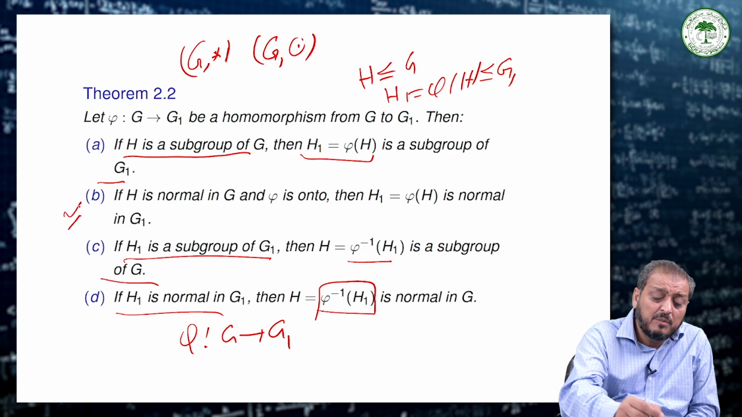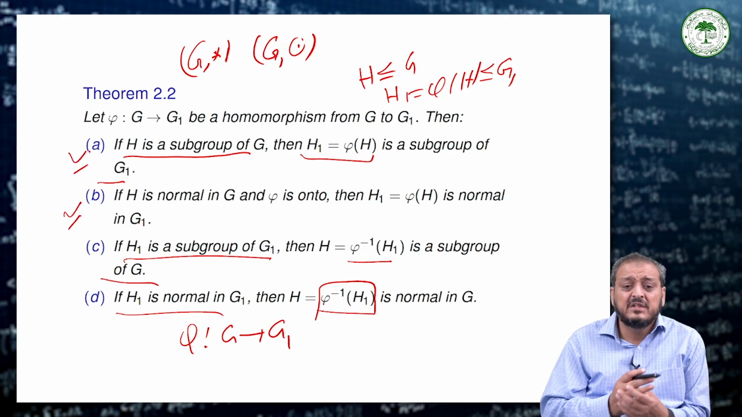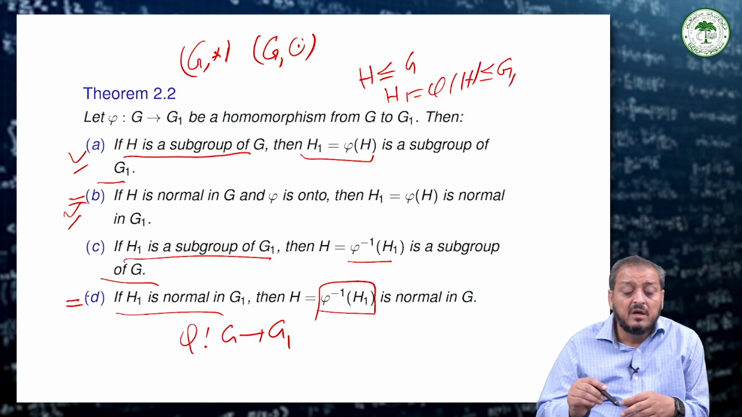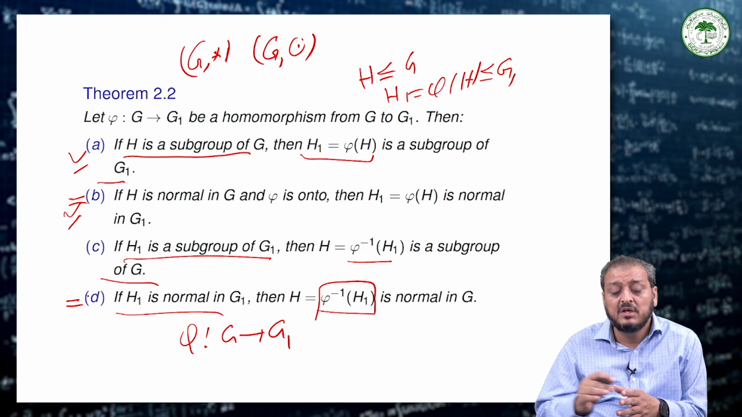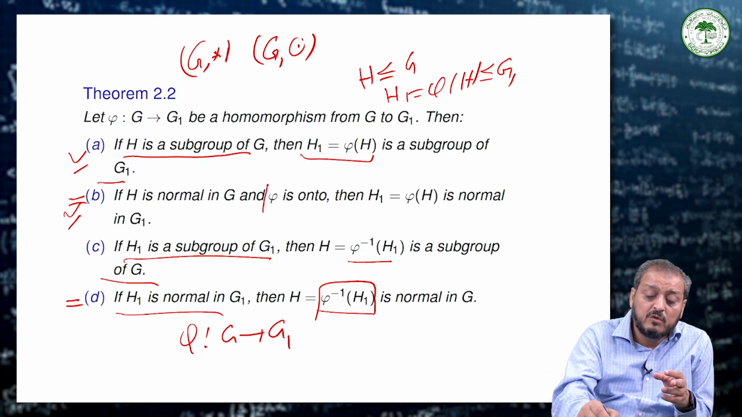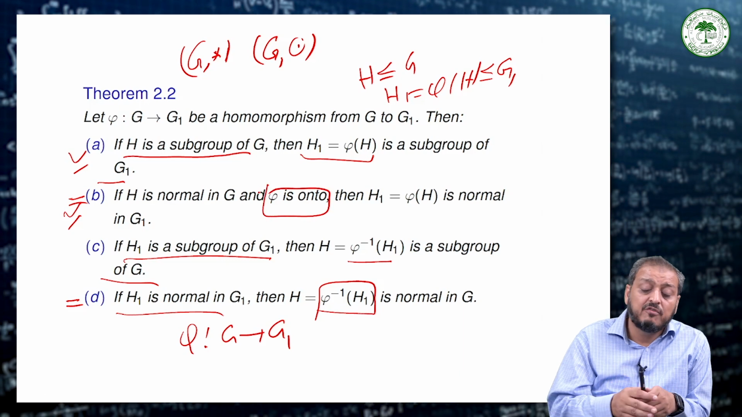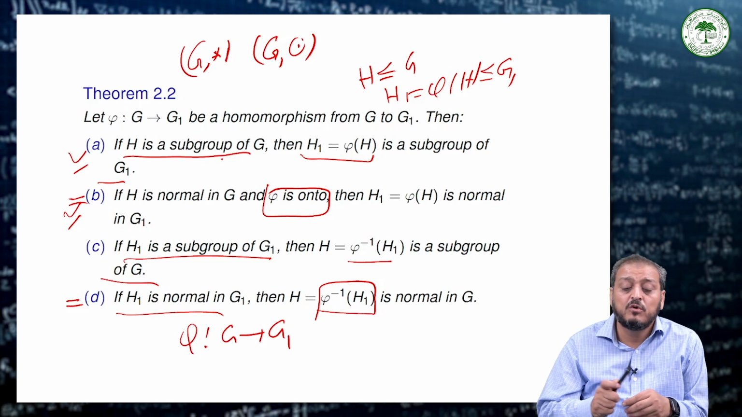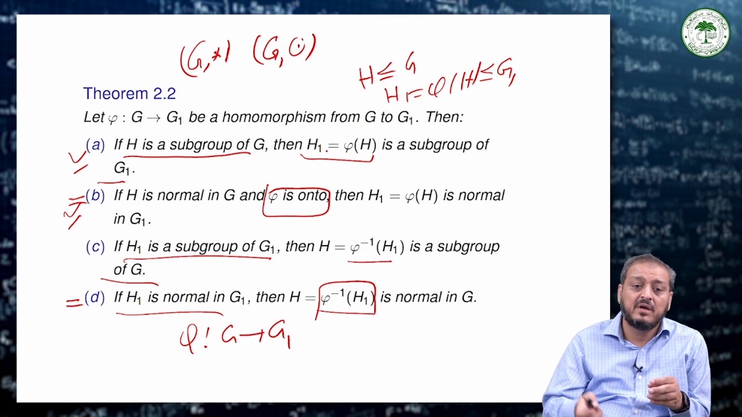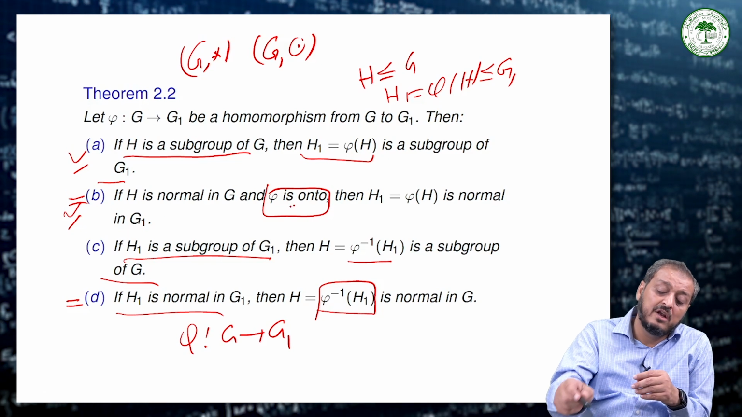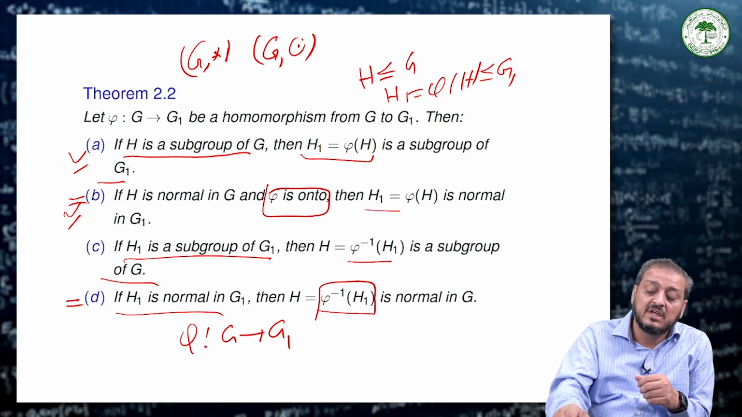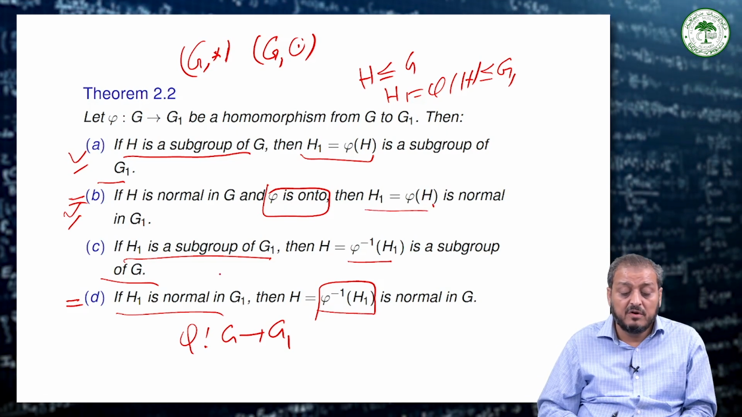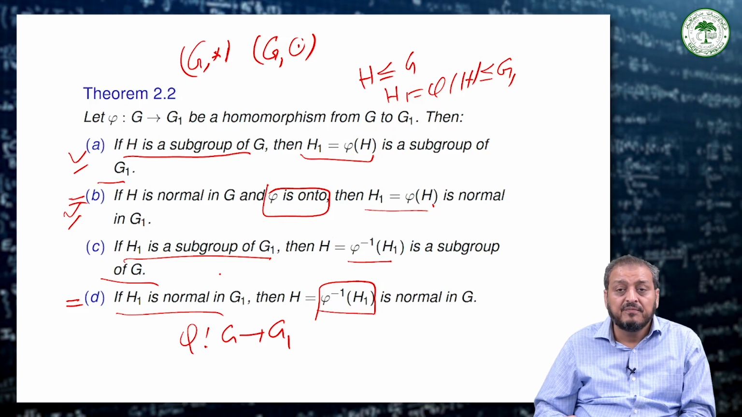For proving normality, we have to impose a condition. We can simply say that if H is normal in G and phi is onto, then phi of H is normal. For a subgroup, there is no need to impose this condition. If H is only a subgroup, then phi of H is a subgroup, but for normality, H must be normal and also phi must be onto. Similarly for the subgroup H1.